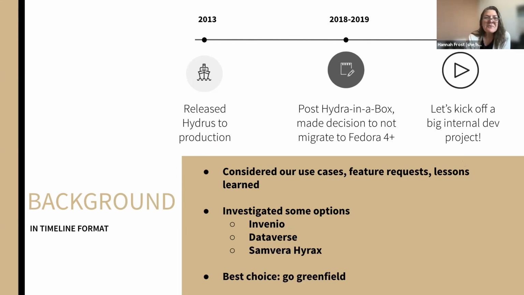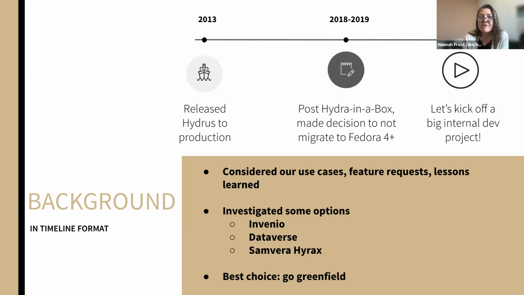So back in 2013, we released Hydrus, which is our internal name for the application, a Hydra-based application to production. And it was our self-deposit app. And we used it for a steady 5 years heading into the Hydra in a Box project. But when that wrapped up, we, Stanford, after long analysis and hard discussions, we came to the conclusion that we did not want to migrate to Fedora 4. So we spent some time thinking about what's next. That took time. And then 2020 hit and we all went home.